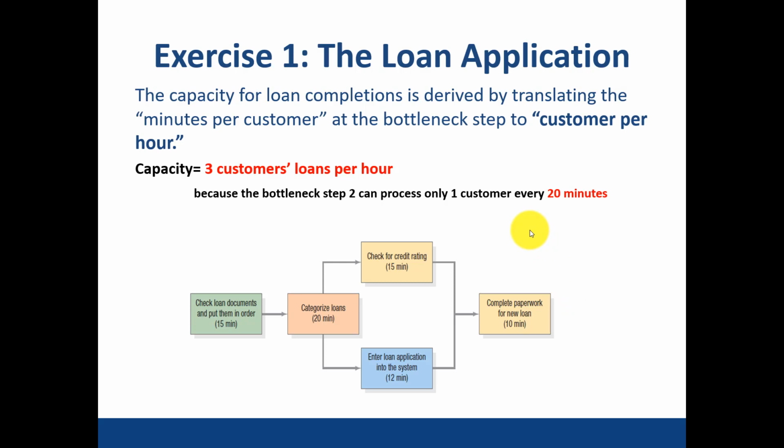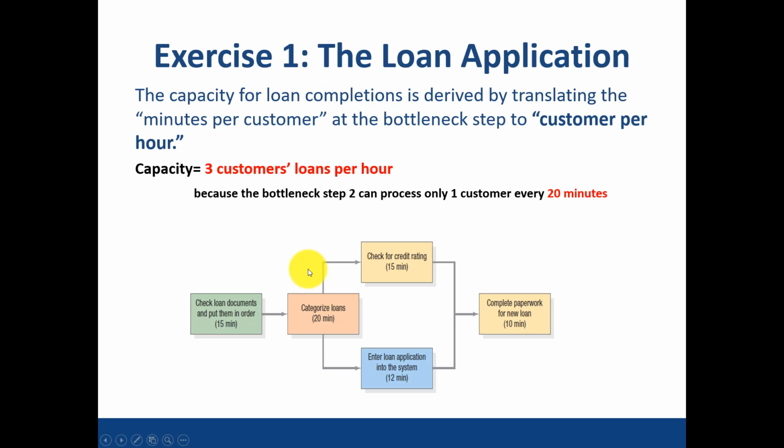So to the last question, what is the capacity of the system? Well, we know by now that the system's capacity will be defined by step number 2. And step number 2 can only process 1 loan every 20 minutes. That's right. So how many customers can we process within an hour? If we can only process every 20 minutes, for an hour we can only deal with 3 loans per hour, or 3 customers' loans per hour.